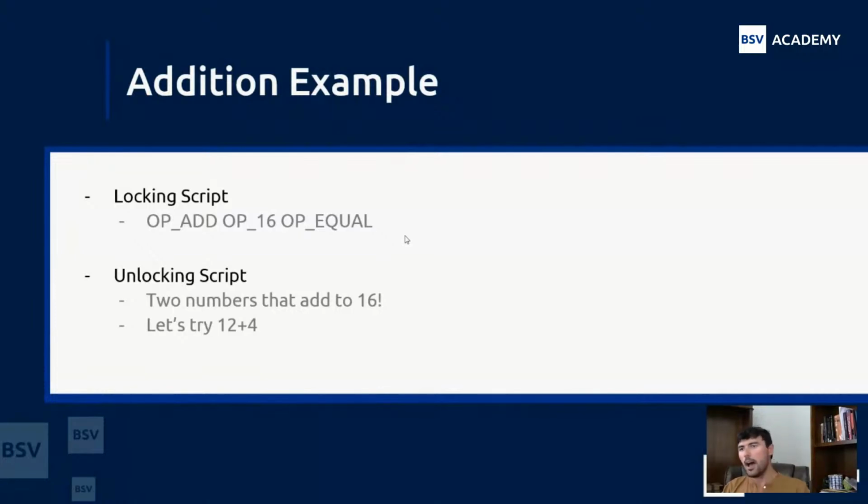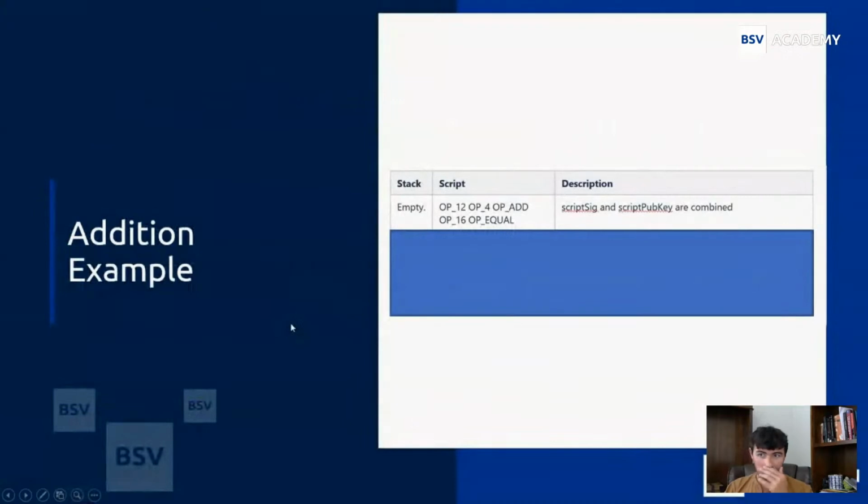But again, I create some output that has this locking script. I'll lock up $5, or if I'm really trying to motivate my child, maybe $100 or something. And in order for them to spend it, they just have to find any two numbers that can add up to 16. So we're going to try 12 and 4. So the very first thing that happens is we have an empty stack, and we're going to unload the unlocking script, 12 and 4, first.